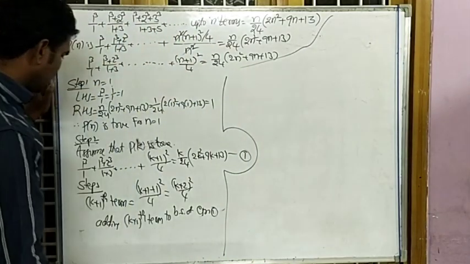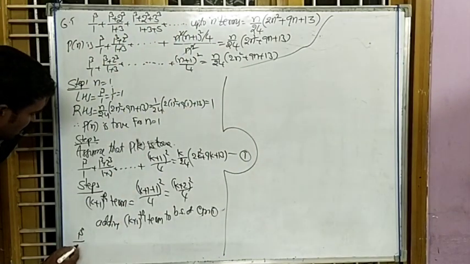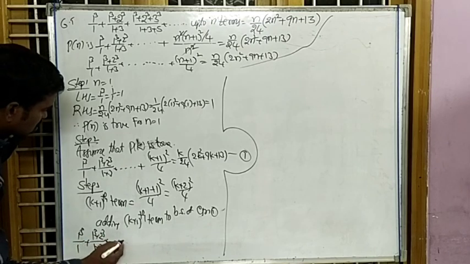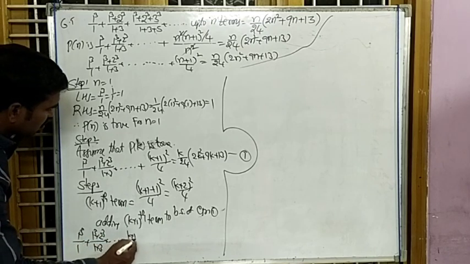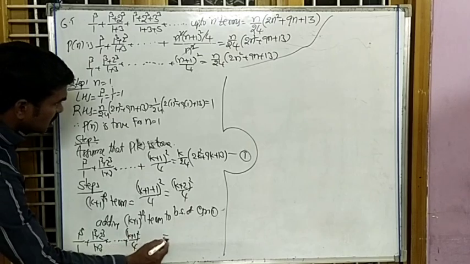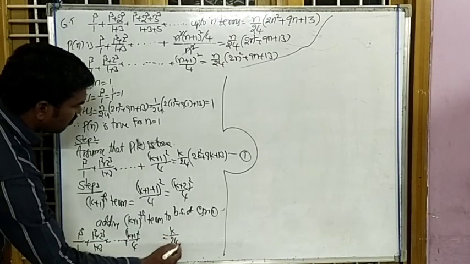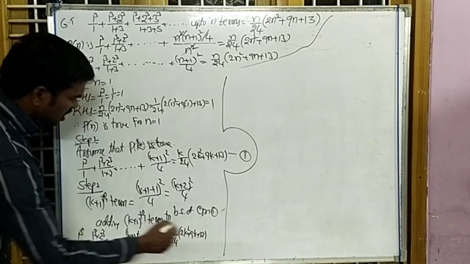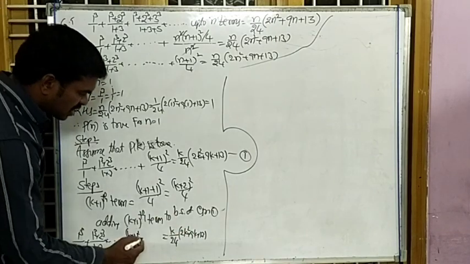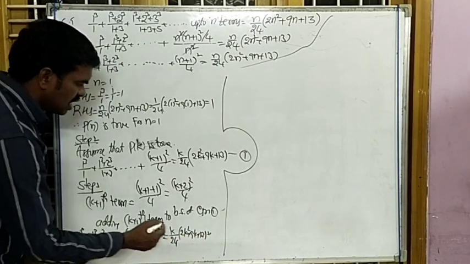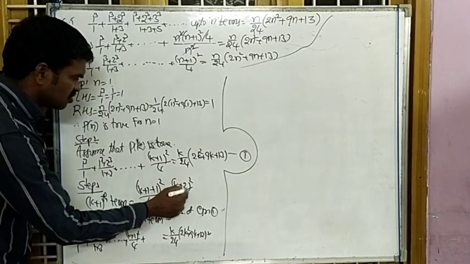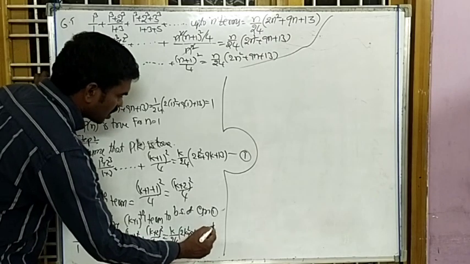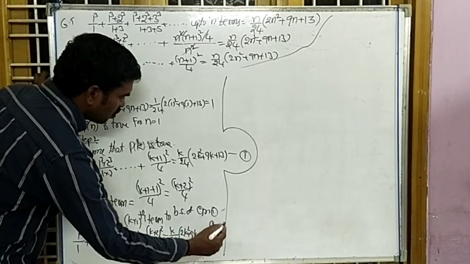Okay, so equation 1 is 1 cube by 1 plus 1 cube plus 2 cube by 1 plus 3 plus and so on plus (k plus 1) whole square by 4 is equal to k by 24 into (2k square plus 9k plus 13). Actually this is equation 1. To this equation, on both sides, left side and right side, we add the (k plus 1)th term. What is the (k plus 1)th term? (k plus 2) whole square by 4.